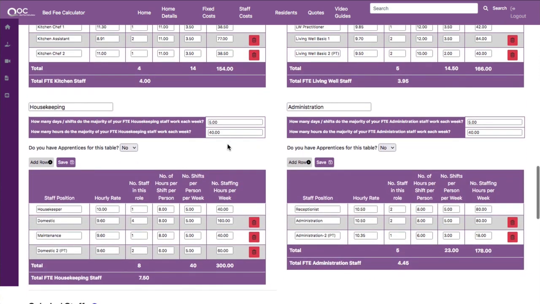Housekeeping, they work 8-hour shifts. There's a part-time here, so there's 8 people in housekeeping, but the total FTE is 7.5. But the majority work 5 days a week or 5 shifts a week, so that's 5 here for the FTE, and 8 hours, so 5 times 8 is 40 hours. Administration is the same.